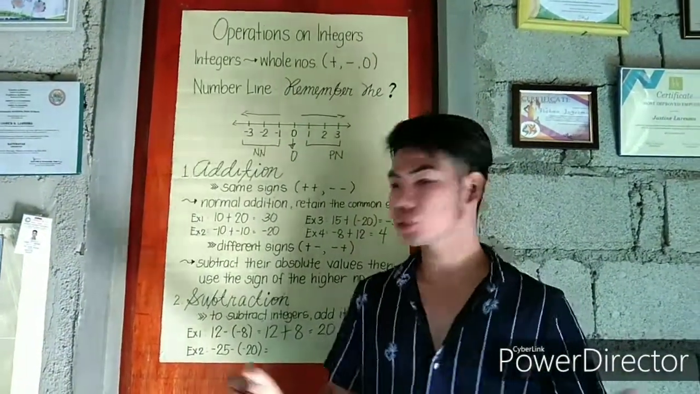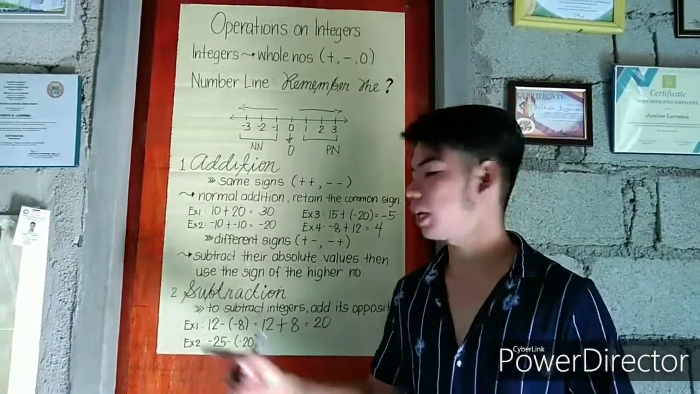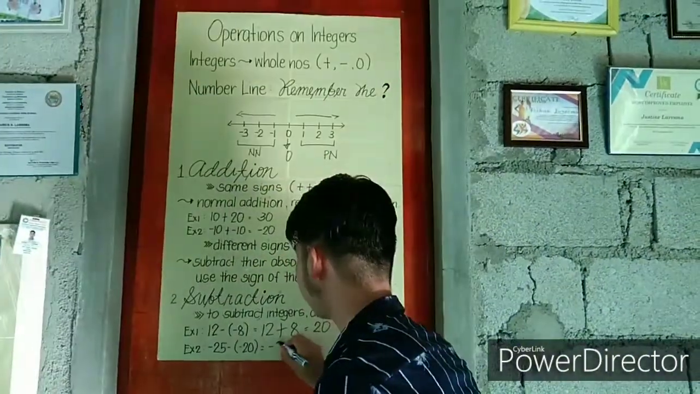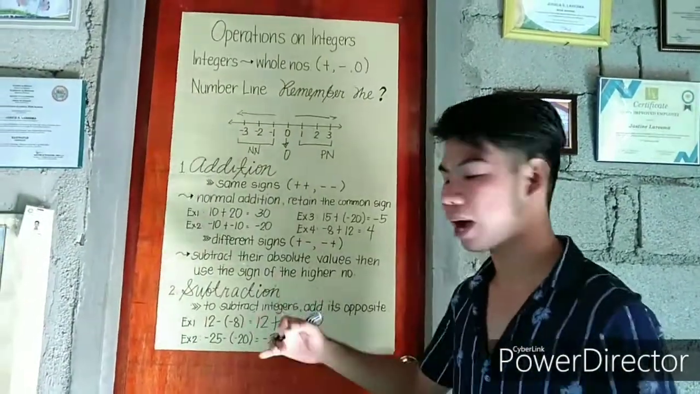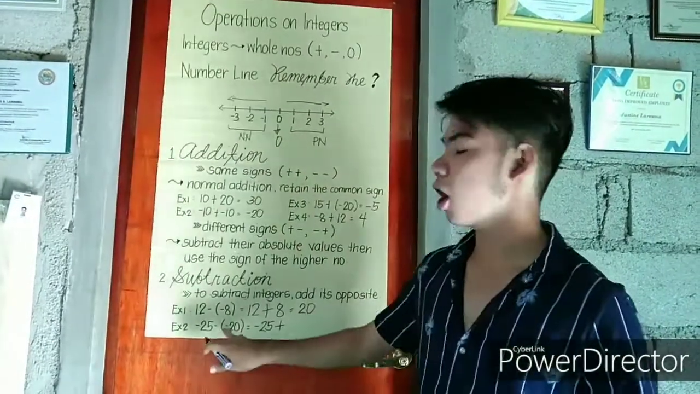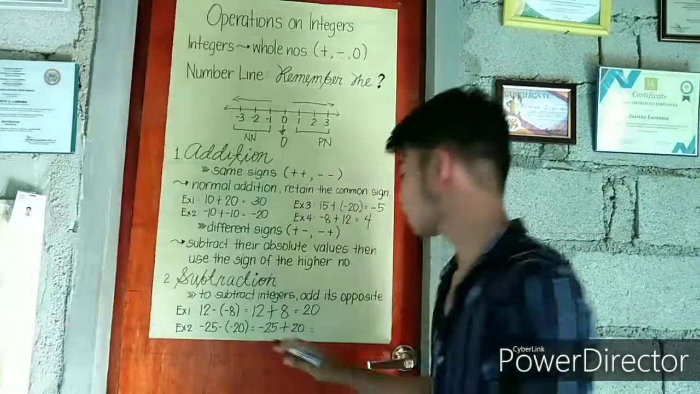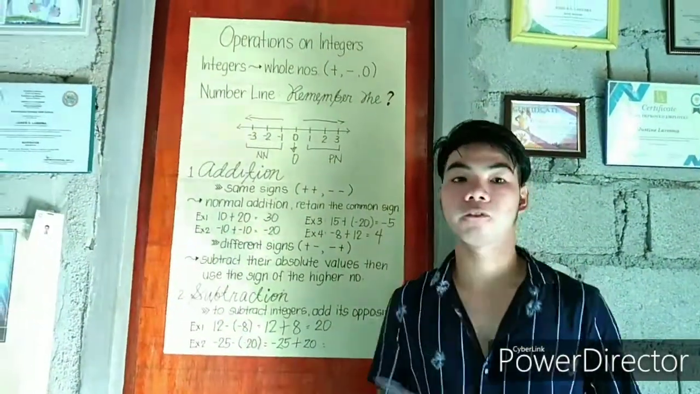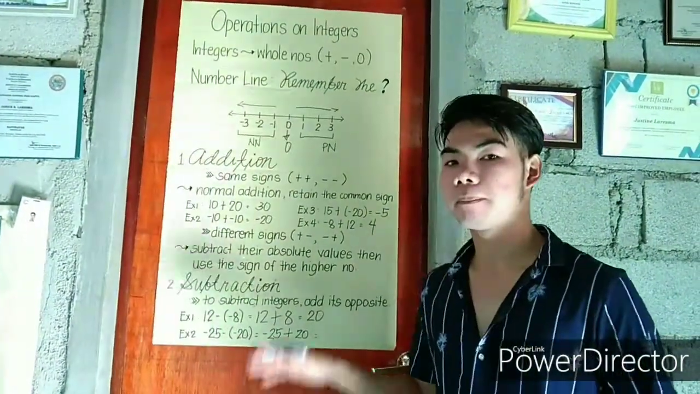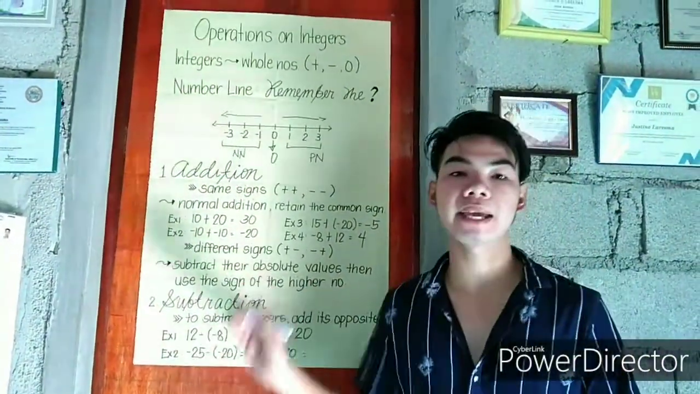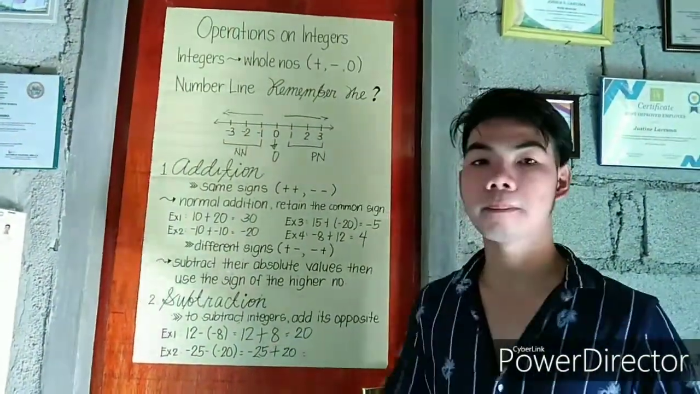Next, example number 2. Negative 25 minus negative 20. Retain the minuend, negative 25. Change the operation, which is subtraction, into addition, plus, then the opposite of negative 20 is positive 20. As we can see, they are unlike or different signs. Negative 25 plus 20. 25 minus 20, as we have learned in the rule of addition, gives you 5.